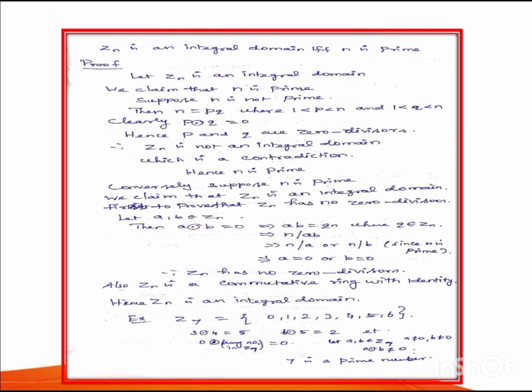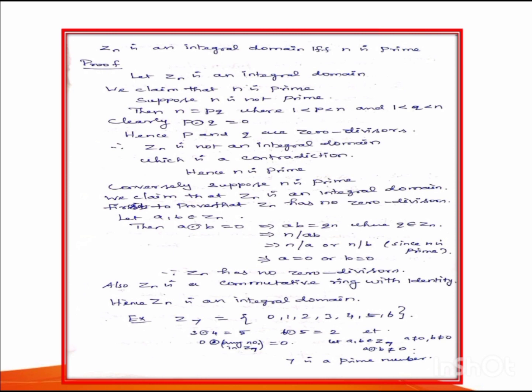Okay, so first, the proof of the theorem. What is Zn? Zn means integers modulo n, that is Zn equal to the set of all 0, 1, 2, up to n minus 1. What is a prime? Prime means the number is divisible by 1 and itself, that is n equal to 1 times n or n times 1. First part of the theorem: assume that Zn is an integral domain, to prove that n is prime. Converse part: we assume n is prime, we have to prove that Zn is an integral domain.